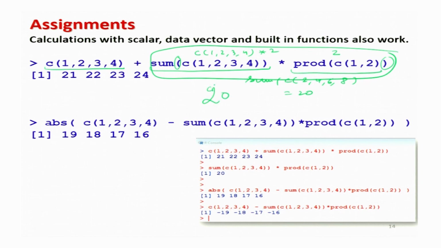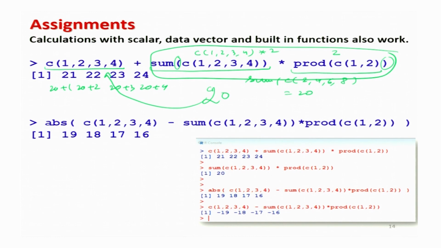Now this 20 is going to be added to the first data vector. So this will become 20 plus 1, 20 plus 2, 20 plus 3 and 20 plus 4. That is the same exercise which you did when you added a scalar to a data vector.